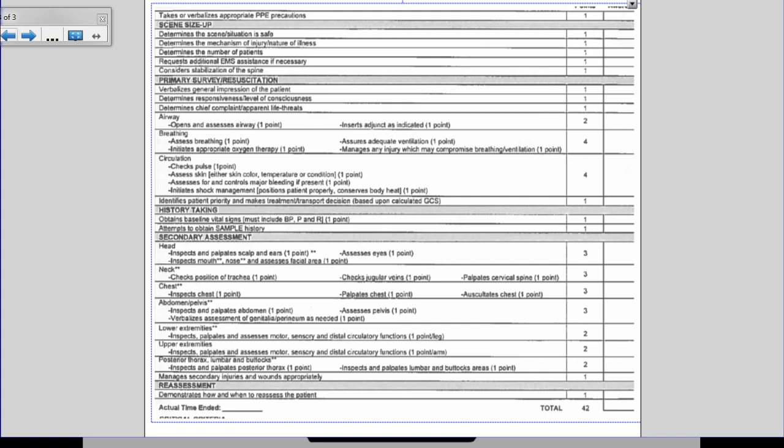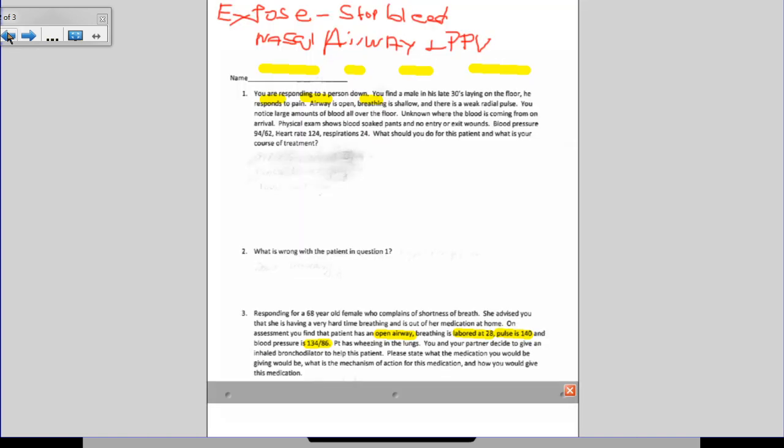All right, and we're going to go down to the airway. The question states that the airway is open. Nothing to do there. It doesn't say that the patient's gurgling, that there's vomit, anything in the airway. The airway's clear. It's open. Breathing, again, labored. Did not say shallow. The question does not say inadequate. This says labored and gives a rate of 28.